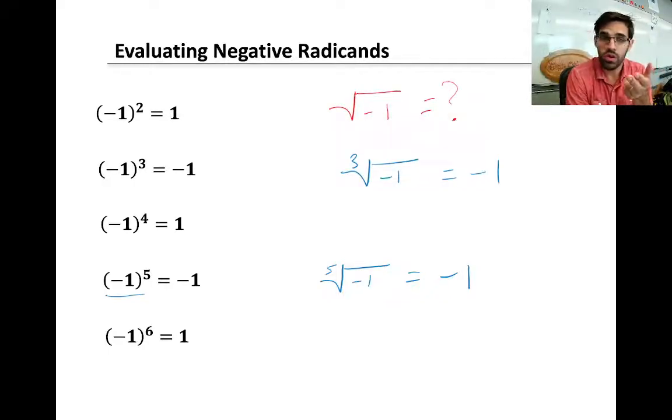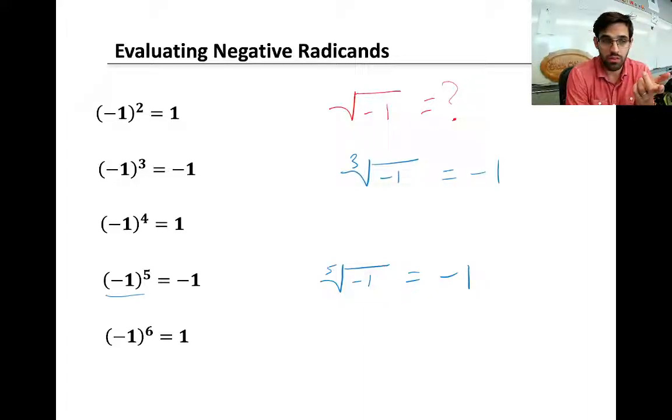However, the third root, you're looking for 3 of a kind. Negative 1 times negative 1 is positive, times the third negative makes it back to being negative. So I can find 3 of a kind in negative 1. So we could say the third root of negative 1 is just negative 1.